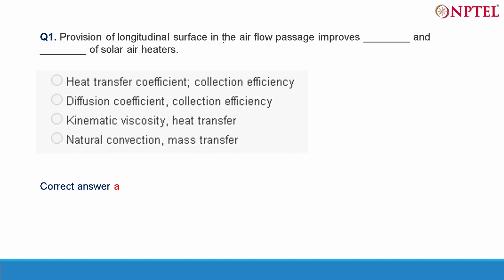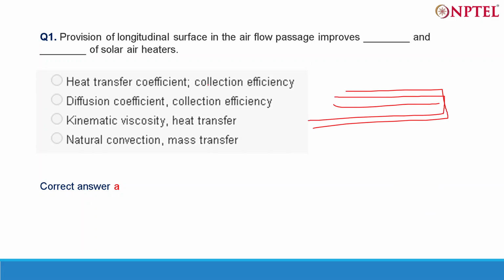Provision of longitudinal surface in the air flow passage improves dash and dash of solar air heaters. So actually, there is this airflow passage. What it does, first, is that it increases the collection efficiency. Another thing is that it increases the heat transfer coefficient. So the correct option is option A.